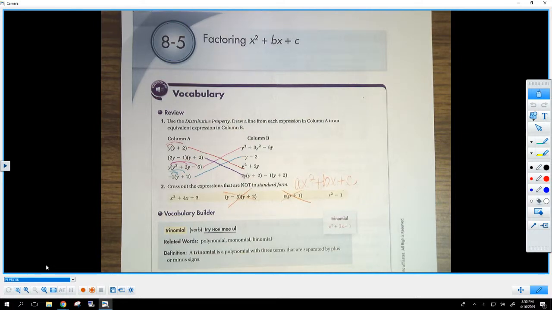All right, so we're in our Student Companion Notebook, Lesson 8-5. That's page 242. So let's get started. Obviously, we start with a review, and we're going to review the distributive property.